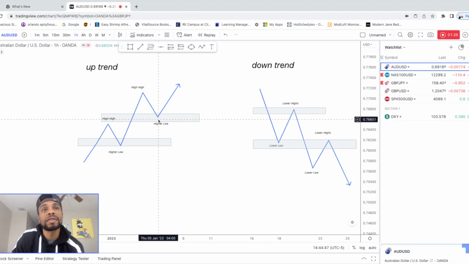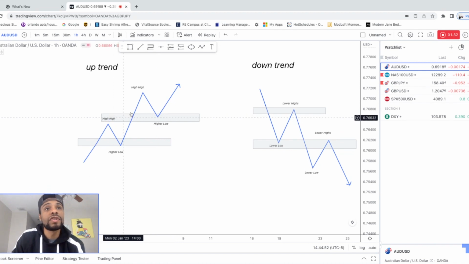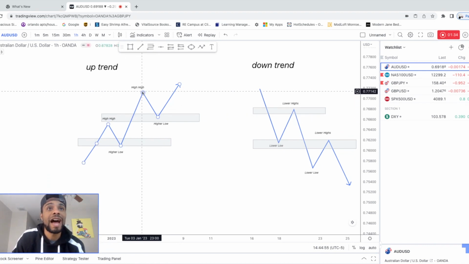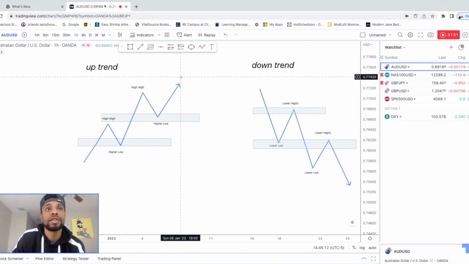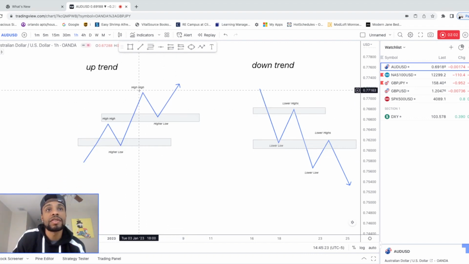So what makes a higher high a higher high, and a higher low a higher low? This is considered a higher high because this point here is higher than this point here. That means at some point, price entered this zone, decided to reject, and then came back through, came back down and rejected again, and then continued up into the upside here. So this would be considered a bullish trend.